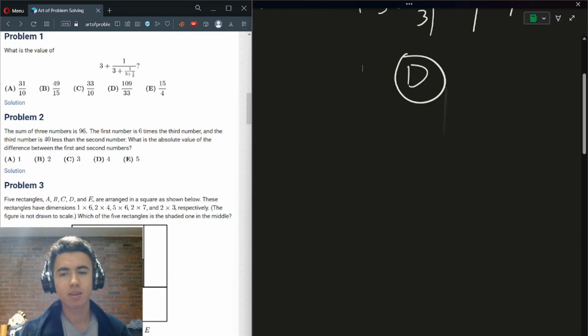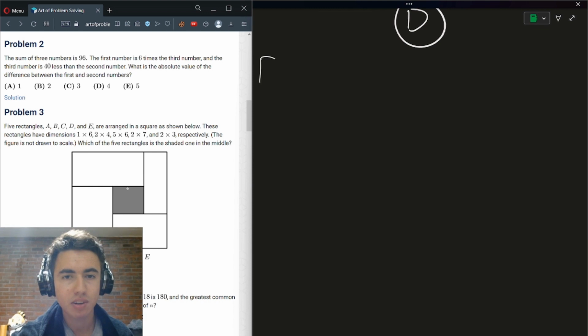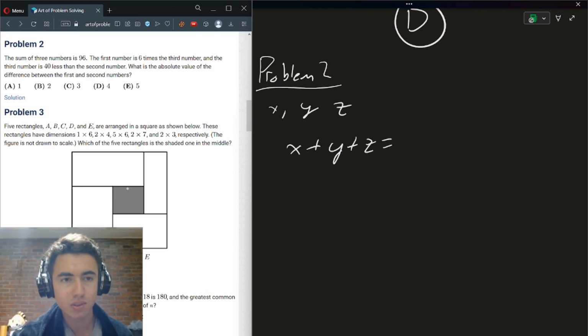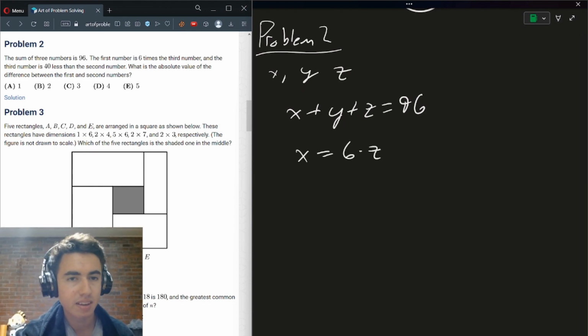Right, now let us begin problem 2. So we have the sum of 3 numbers, 96. We have one of the numbers in relation to the third number. Basically, we have a bunch of relations between 3 numbers, right? So obviously, the easiest way to do this is just to do a system of equations with 3 numbers, x, y, z, right? So then we have x plus y plus z equals 96. And then we have the first number is equal to 6 times the third one. Last but not least, we have the third number is 40 less than the second number.